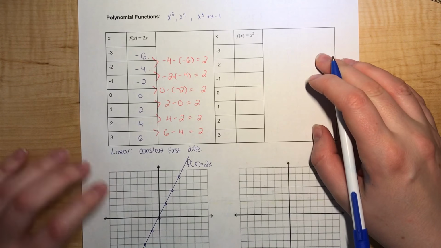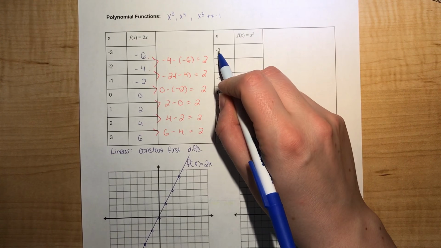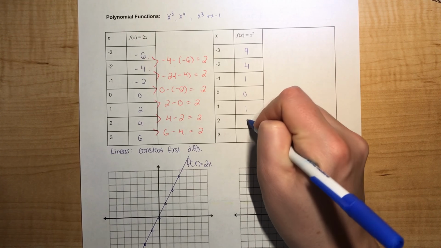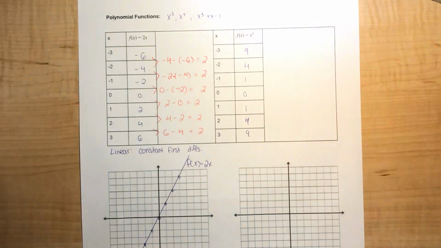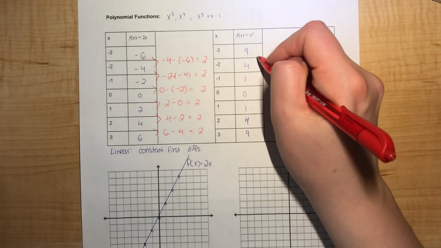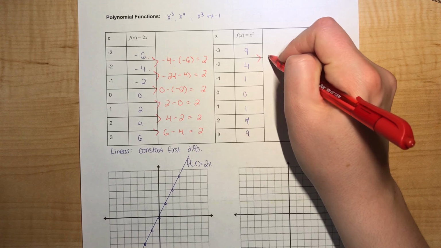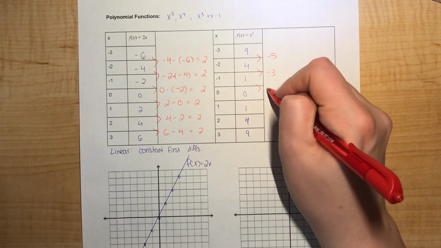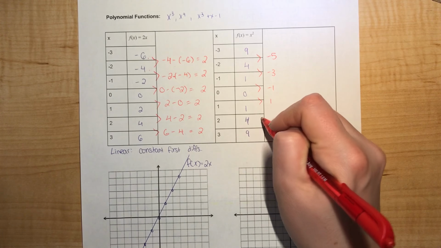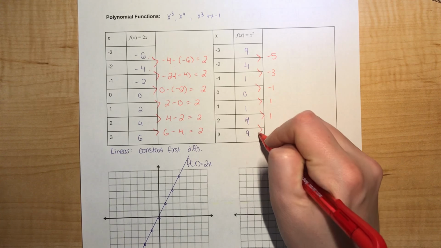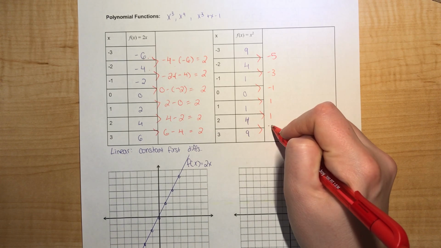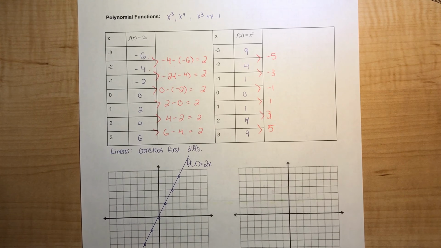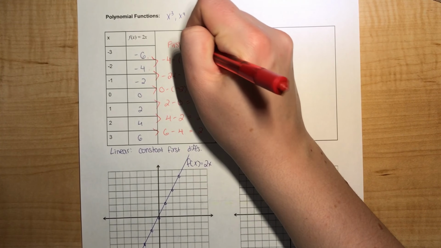All right, let's see what happens with x squared. So we're taking -3 and then squared. -2 squared, -1 squared. Continuing that. And let's start with our first differences also. So 4 minus 9, -5. 1 minus 4, -3. 0 minus 1. 1 minus 0. 4 minus 1. And 9 minus 4. Yeah, messed up there. There we go. 9 minus 4 is giving us 5. So first differences.